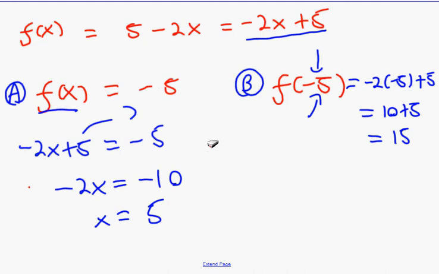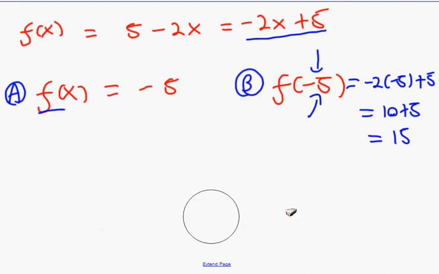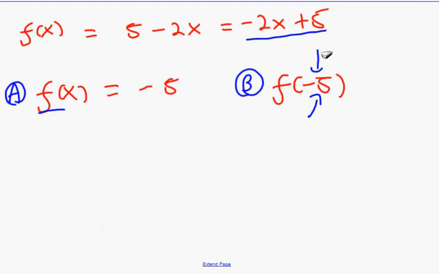In English, once again from the top, what does question A mean? Find the input that gives an output of -5. What does this question mean? Find the output when the input is -5. Does everybody know the difference in the language now? Yeah, thought so.